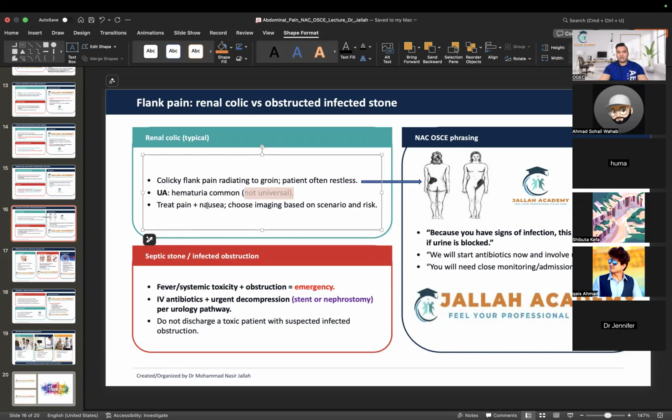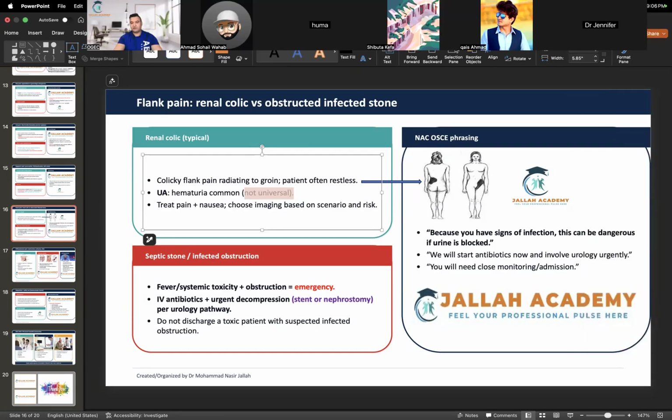Okay? Treat pain, nausea, choosing imaging based on the scenario and risk. Septic stone, infected obstruction. The patient will have systemic symptoms, systemic toxicity plus obstruction. So if the patient has fever, systemic symptoms or toxicity plus obstruction, emergency. IV antibiotic, urgent decompression with a stent or nephrostomy, which we did last session. Do not discharge a toxic patient with a suspected infected obstruction. We never do that. We have to admit the patient, right?